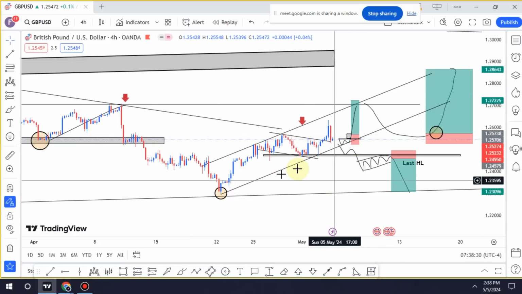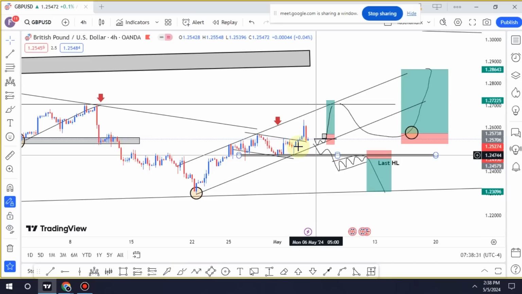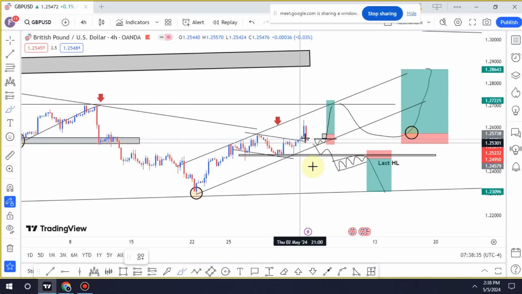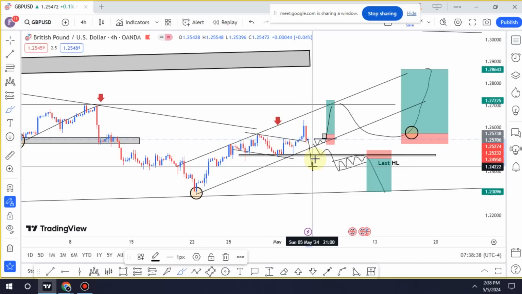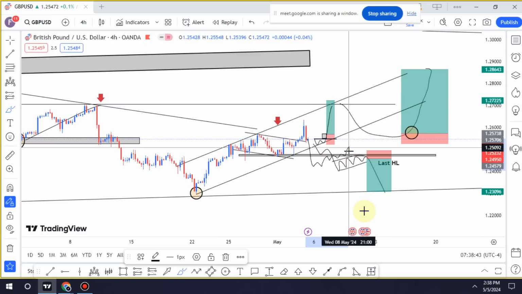Okay, and if it breaks, let me show you. If it breaks this low with an impulse, we don't do anything. Wait for a correction, and then wait for a reversal, maybe a double top or a head and shoulders. That's when we go in for a sell position.